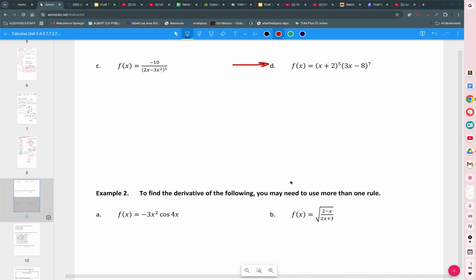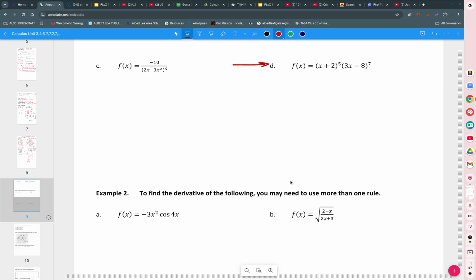We're going to have to use the chain rule how many times? Just twice. But let's think about the order of operations. If you were to plug something in for x, you would add 2 and then take it to the 5th. You would plug something in for x, multiply by 3, subtract 8, and take it to the 7th. And at the very end, you would then multiply them together.